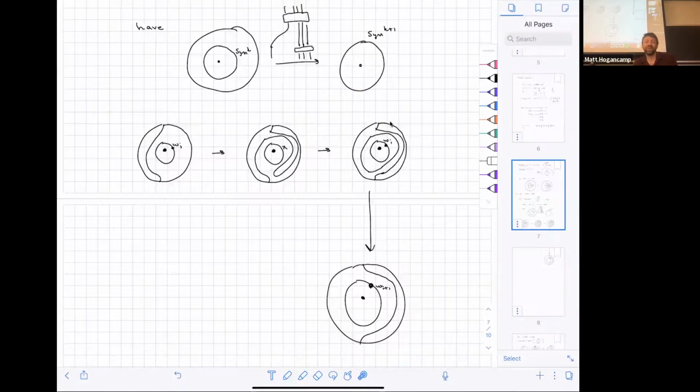Okay, so that might have been a little opaque, but yeah. So this is the theorem. So we have this version of the handle slide move.